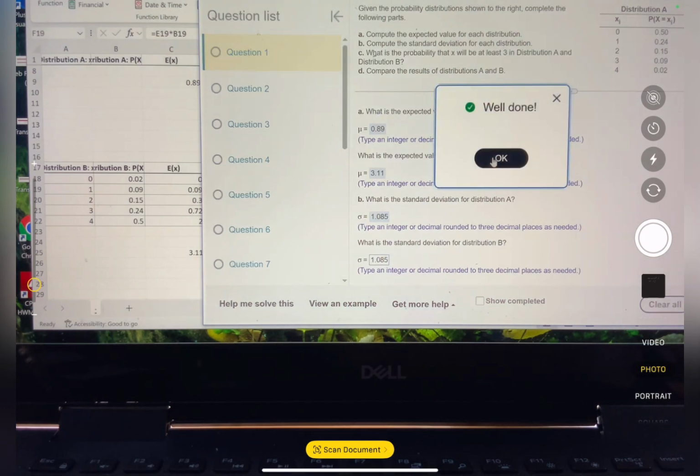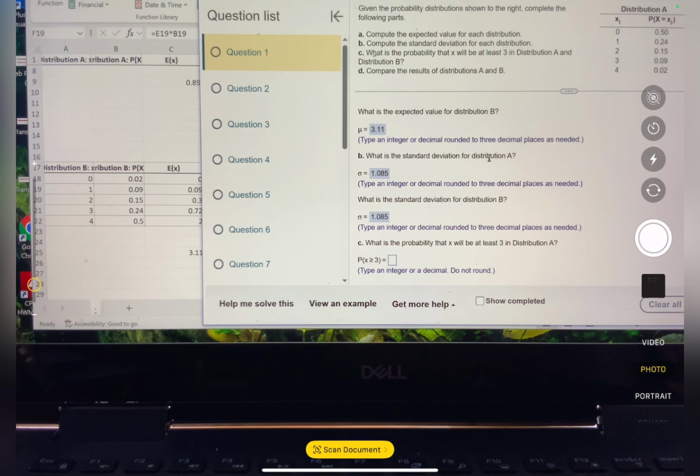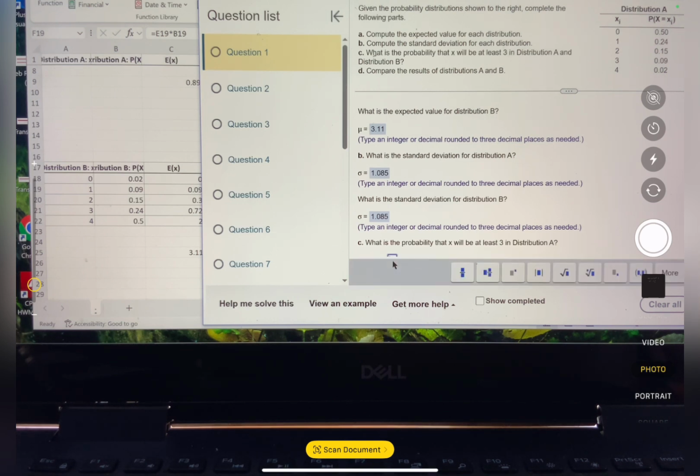Well done. So both of them have the same standard deviation. Now we need to find the probability for distribution A when X is at least 3. At least 3 meaning 3 and 4, right? For distribution A, so 3 and 4, the probability for 3 is 0.09, here 0.02. It will be 0.11, right? Because we need to add.